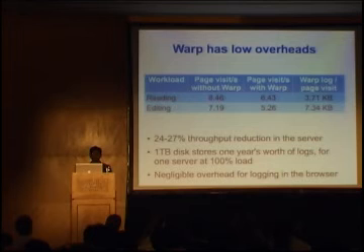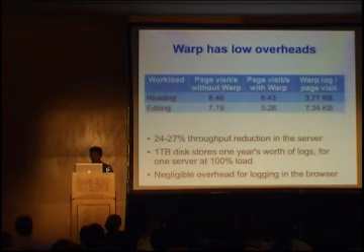Warp has about 25% throughput reduction in the server during normal execution, and anywhere between 3 to 7 kilobytes per page visit of logging overhead. For our workloads, for our applications, on one server at 100% load, this translates to about 1 terabyte disk storing 1 year's worth of logs.